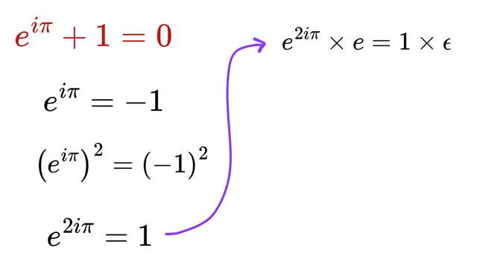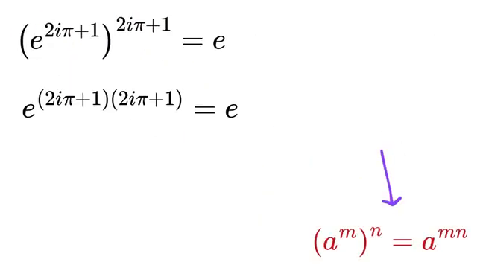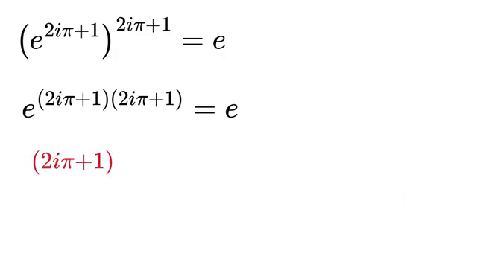Next, multiply both sides by e, such that this becomes e to the (2i pi plus 1), and this is e. Now substitute this e with this value in this e. So we get this: e to the (2i pi plus 1), and this raised to the (2i pi plus 1) equals e. So using this power rule, the exponents will be multiplied like this. Now let us find the value of (2i pi plus 1) times (2i pi plus 1).